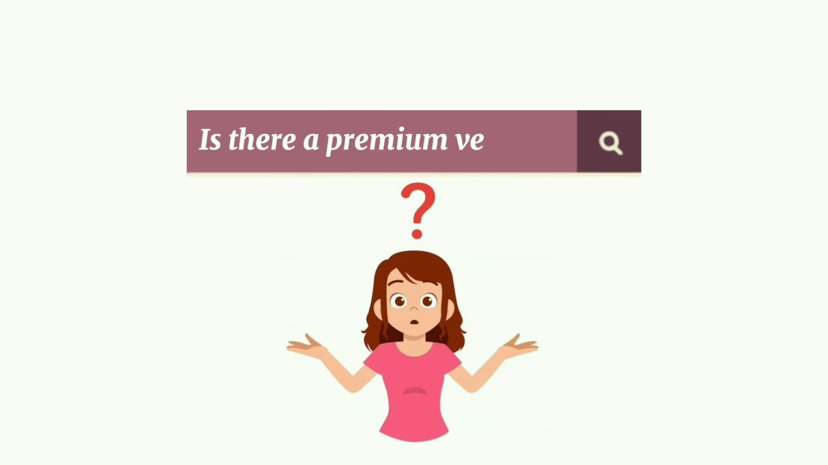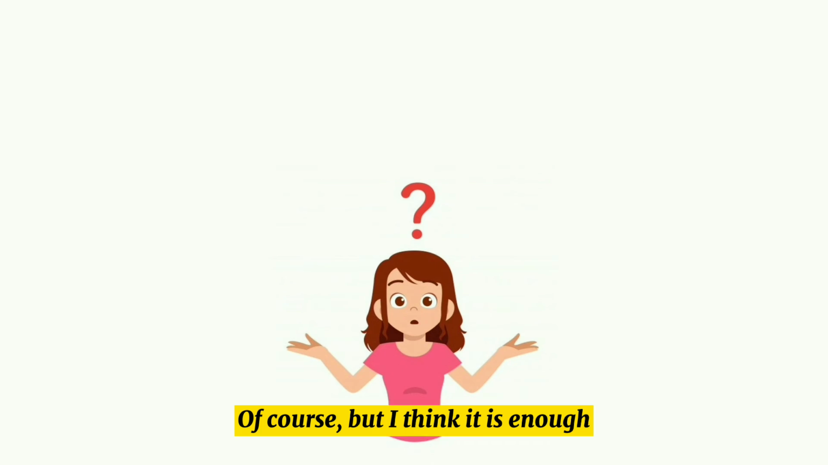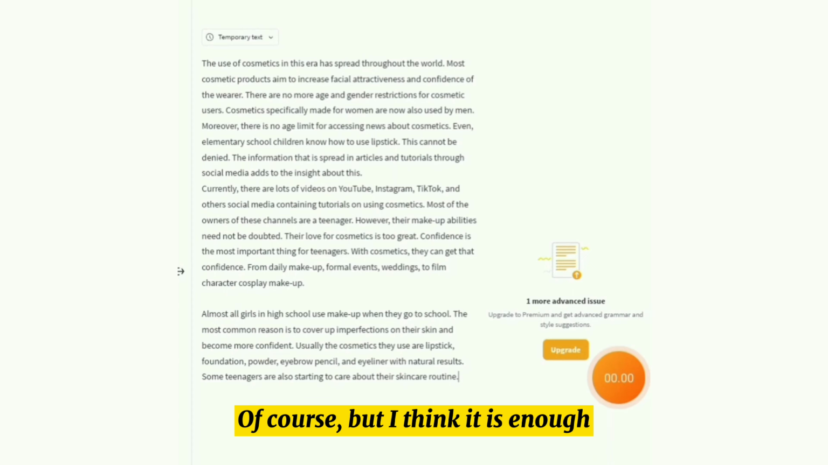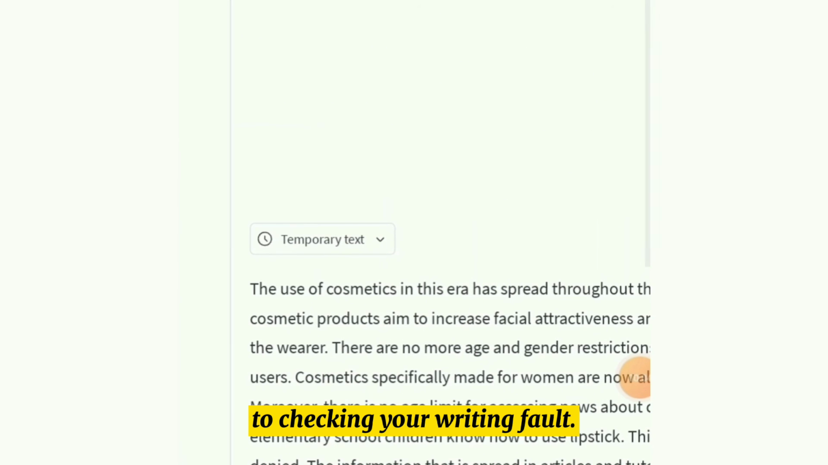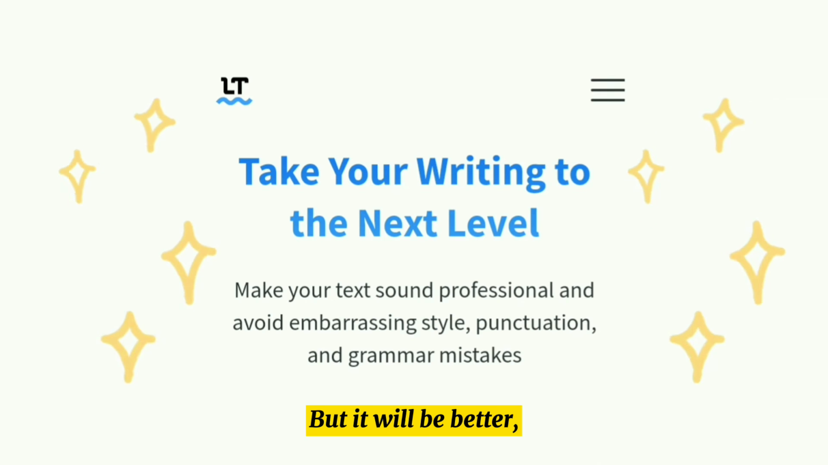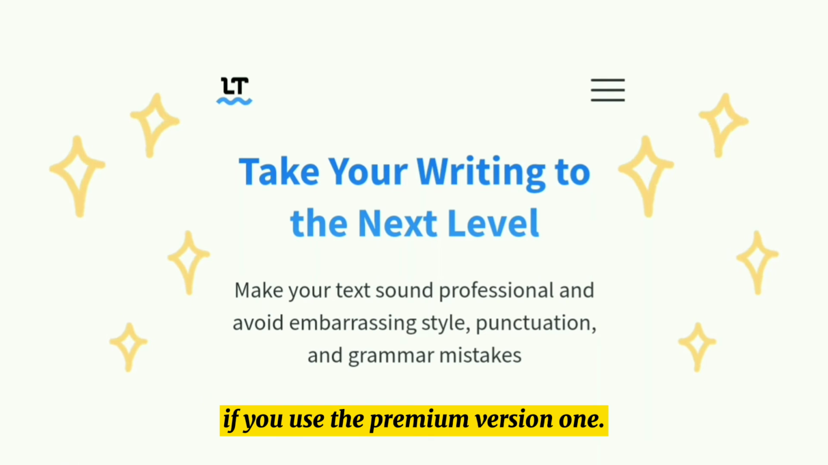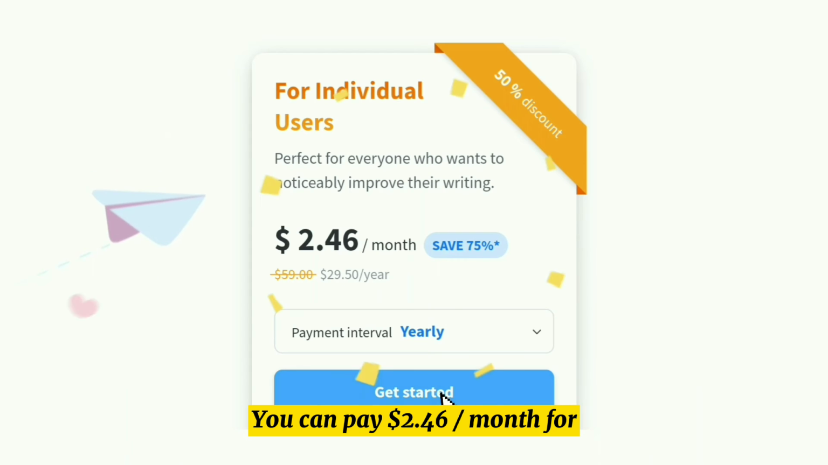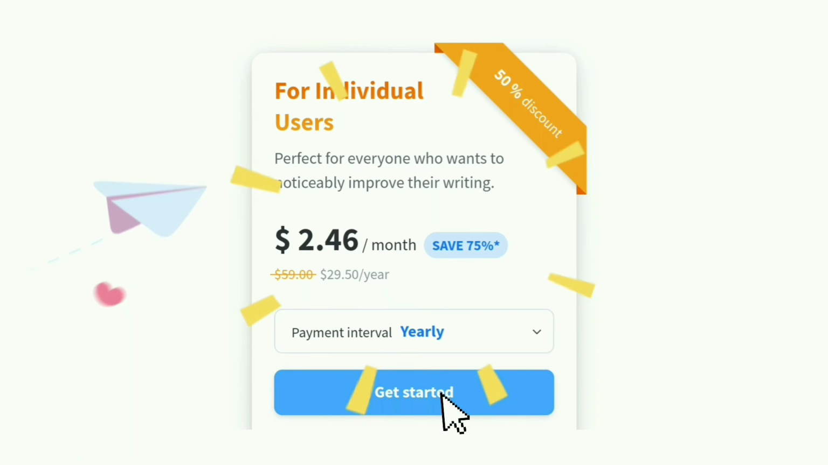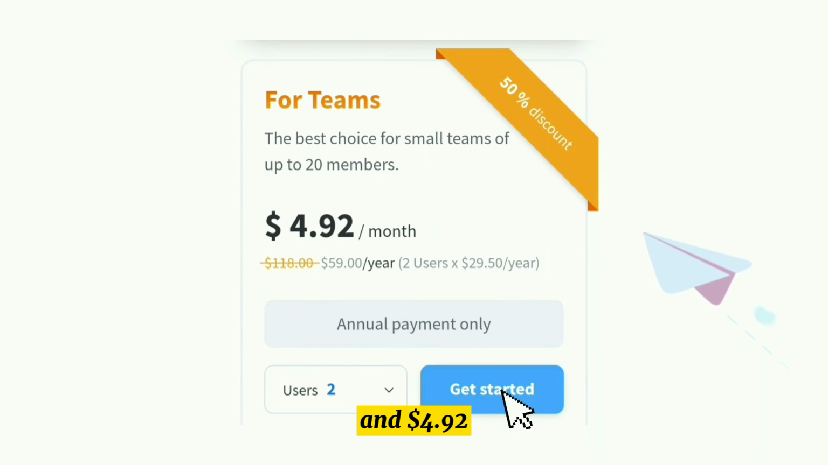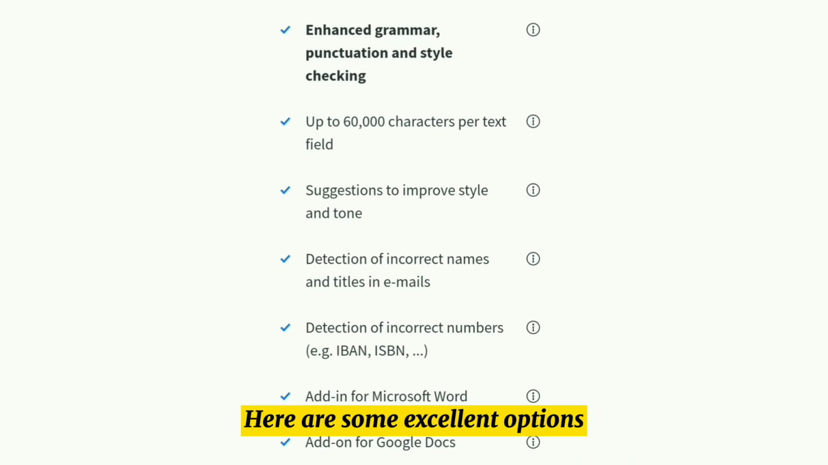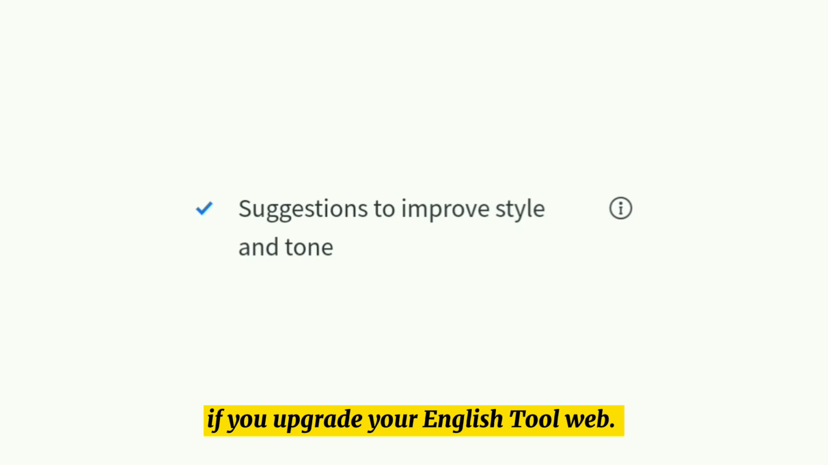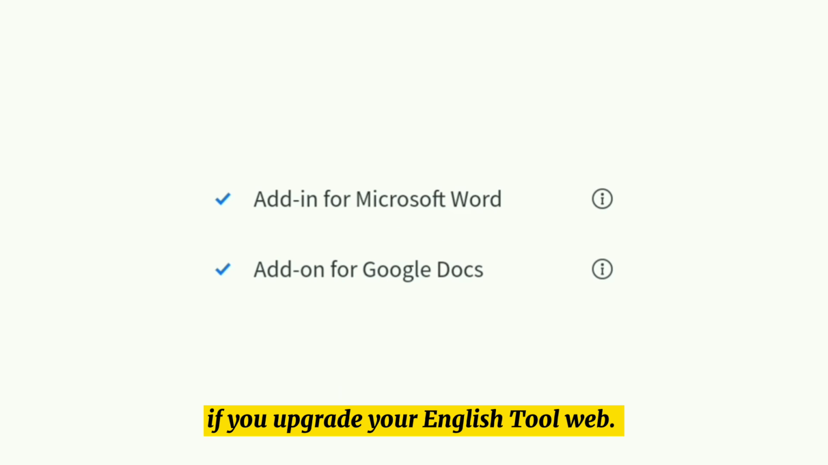Is there a premium version? Of course, but I think it is enough if you just use the free access to check your writing faults. But it will be better if you use the premium version. You can pay $2.46 a month for individual users and $4.92 a month for teams of 20 or more members. Here are some excellent options if you upgrade your Language Tool web.